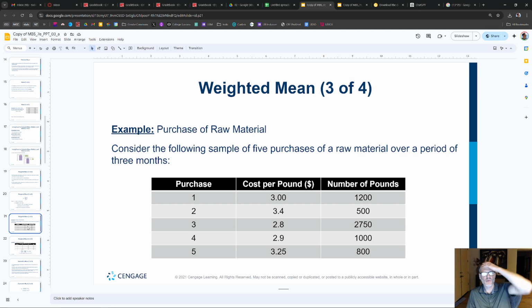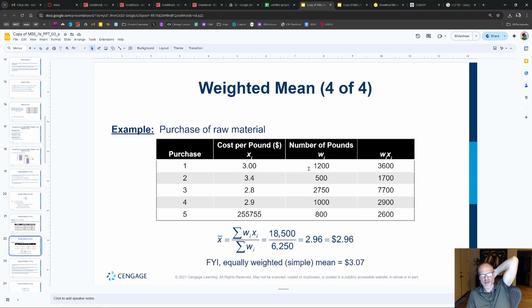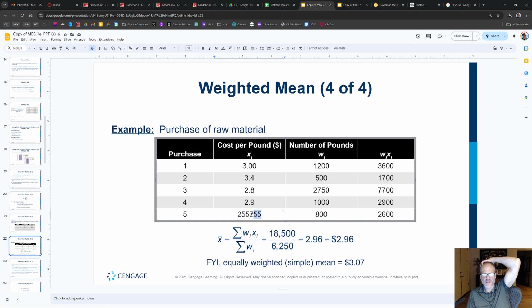So here is an example. Cost per pound, number of pounds, and then here's how we calculate it. Cost per pound, number of pounds, and then here's our w times xi. The cost is our x, the weight is the weight, and we calculate that right there. And when we add all of those up, I have no idea why that's such a big number. That should be 800, and 800 times 2.5 would be 1,600 and 400, that'd be 2,000.